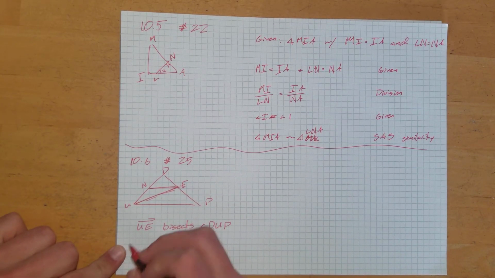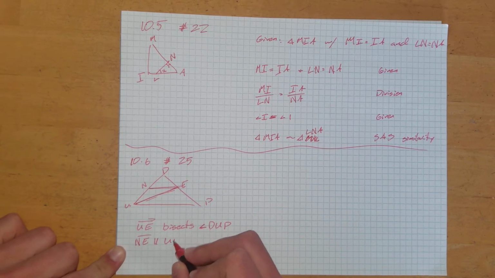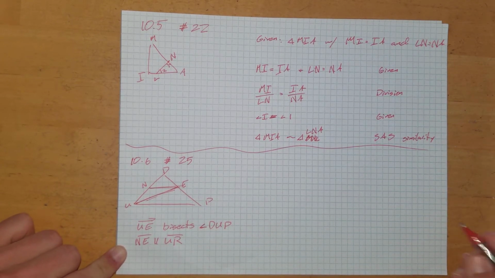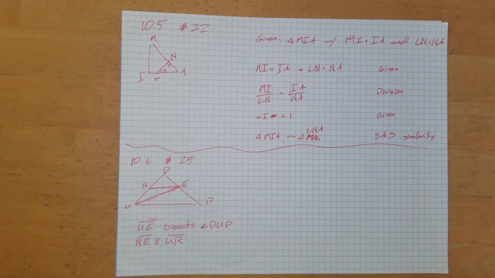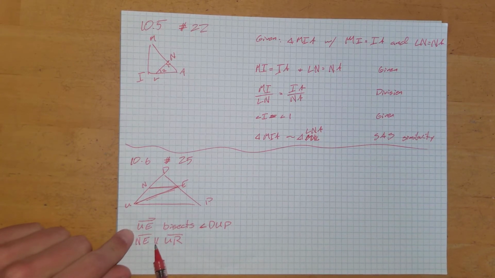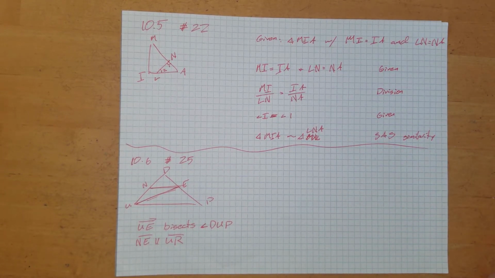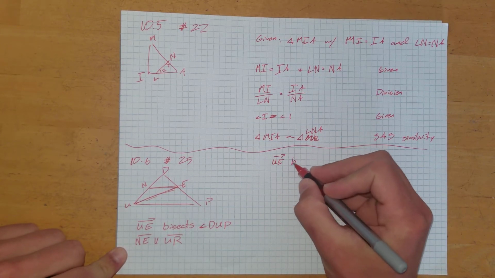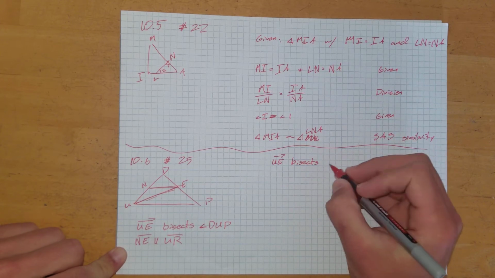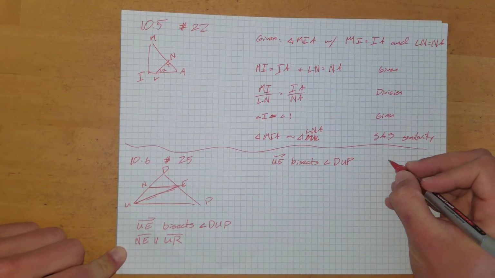And we're also given NE parallel to UR. So again, we start with the given, or the first given. We're going to work our way down. Once we hit a roadblock, then we're going to move on. So we're talking about bisecting angles, so we're probably going to use the bisecting angle theorem. So I'm going to start with UE bisects angle DUP, and this is given.